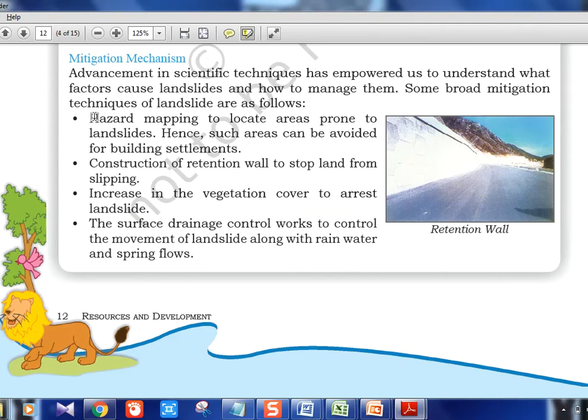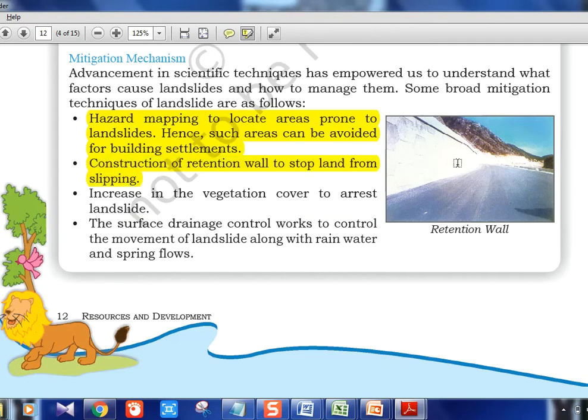Hazard mapping to locate areas prone to landslides, so such areas can be avoided for building settlements. Mapping should be done properly to understand where landslides occur frequently, so that settlements can be built somewhere else, not near these areas. Construction of retention walls to stop land from slipping.